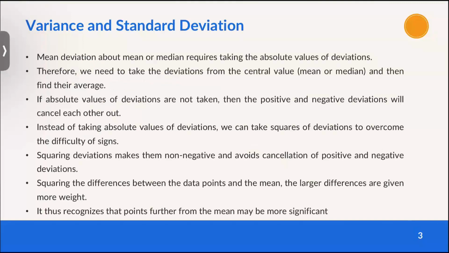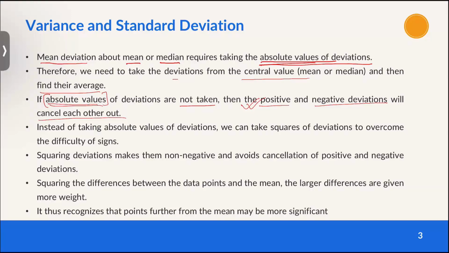So first let us understand why we are going for variance. Mean deviation we have calculated about the mean or median and it required absolute values of deviation. Therefore, we needed to calculate deviations from the central value and then find their average. If these absolute values of deviations were not taken, we have seen in earlier lectures that the positive and the negative deviations will cancel out each other. For this reason only, to surpass this problem, we had taken absolute deviation.